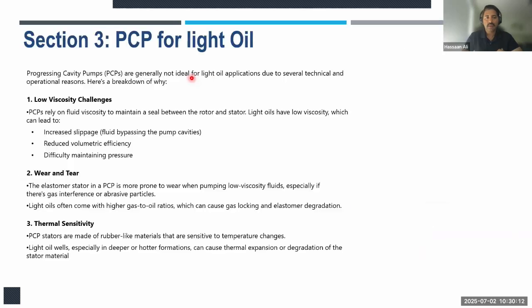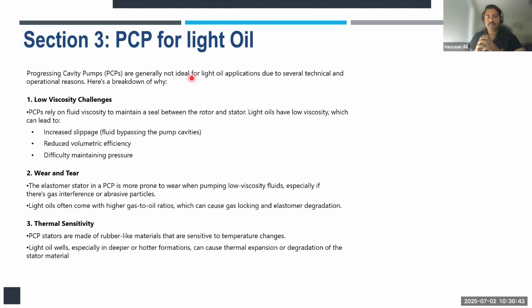Now, let's talk about the PCP for light oil application. Industry has been working on it for quite some time. PCPs are not very ideal for the light oil application because of several technical and operational reasons. For example, the low viscosity challenge. PCPs rely on the fluid viscosity to maintain a seal between the rotor and stator, right? You remember that rotor that is rotating in the stator. You require that fluid viscosity to maintain the seal lines between the rotor and the stator.